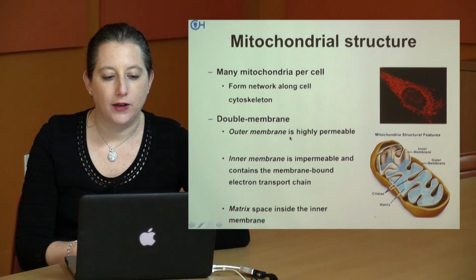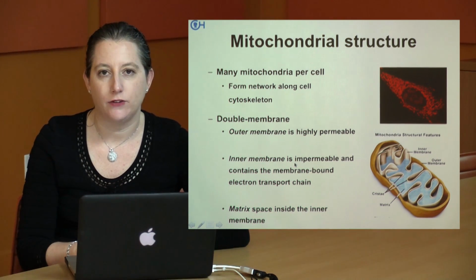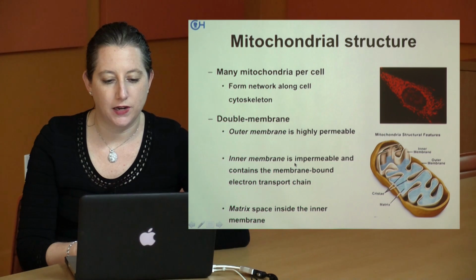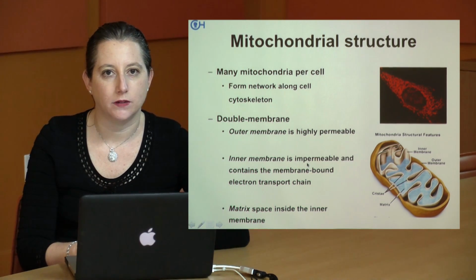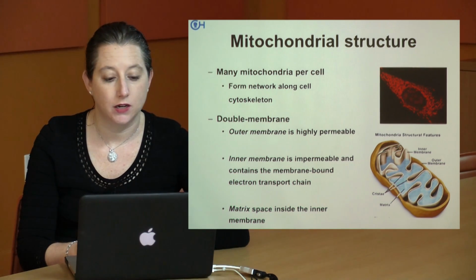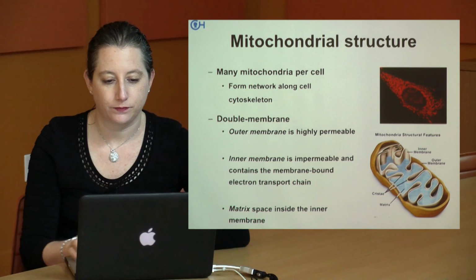The outer mitochondrial membrane is highly permeable, whereas the inner mitochondrial membrane is very impermeable and contains, again, the electron transport chain or respiratory chain that I highlighted a few moments ago, and has more than 100 different transporters to specifically and selectively allow different chemicals and ions to enter at different times.